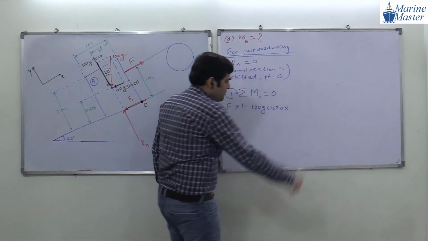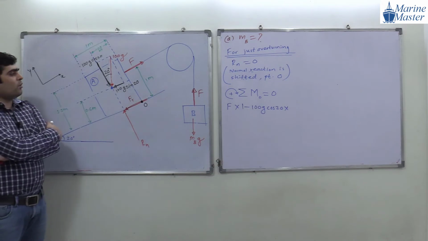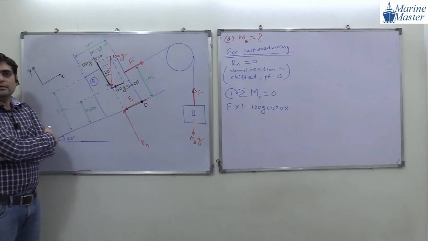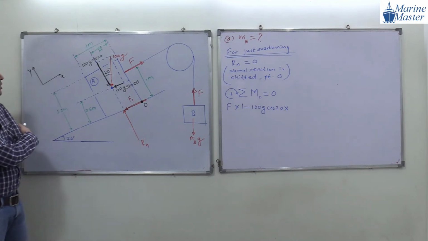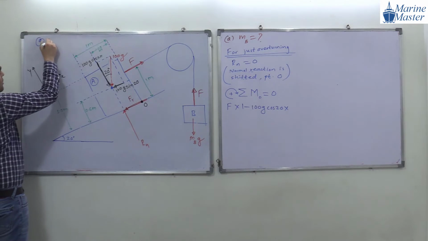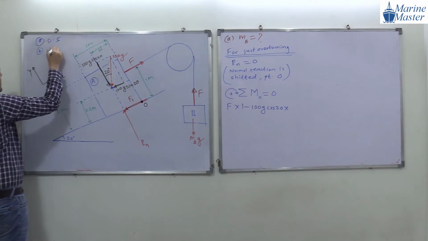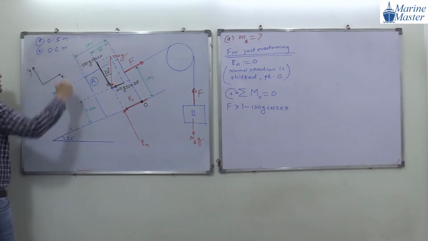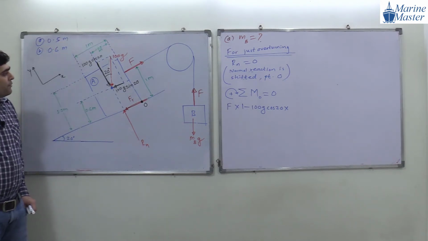Okay. What will be the perpendicular distance? Perpendicular distance will be what, guys? How much, guys? 0.6 or 0.5? Option number A, 0.5, or option number B, 0.6. Guys, check it once again. 0.5 or 0.6.